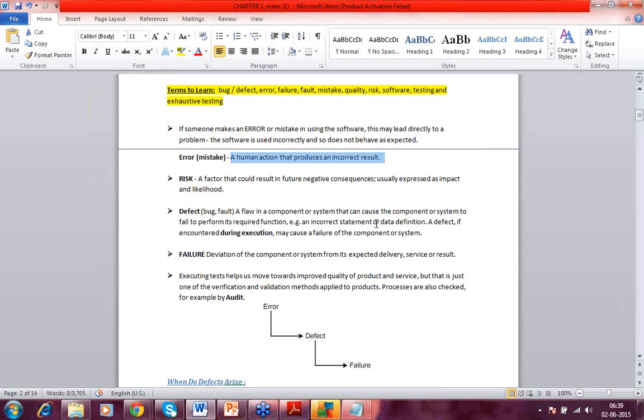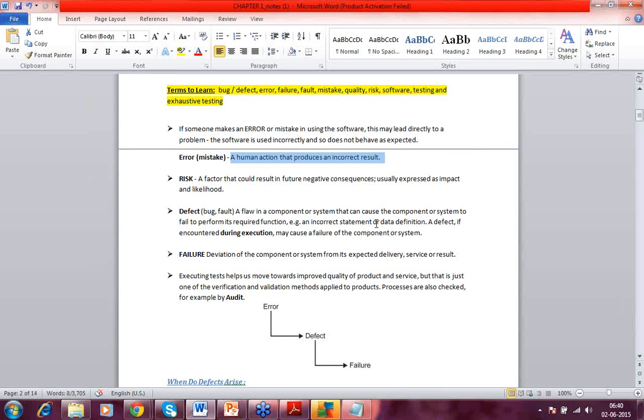So people who are involved follow a certain process, and whether you are following the process or not is checked by an audit that happens internally in the company, maybe on a monthly or quarterly basis, to check whether you are really following the process or not. That is called an audit. These are some of the terminologies that you're going to understand and remember.